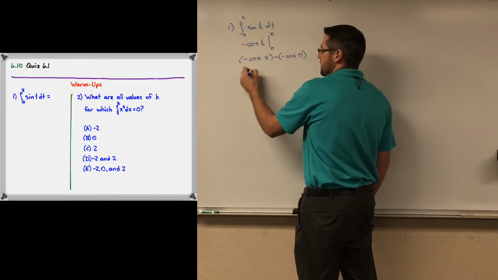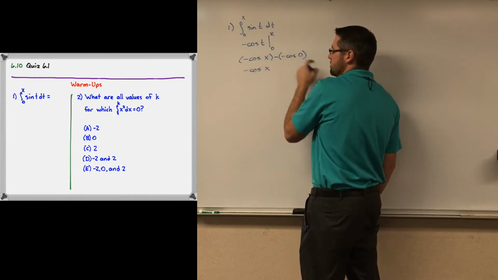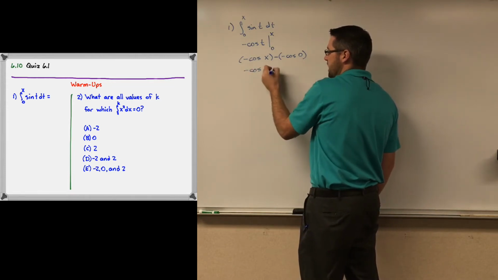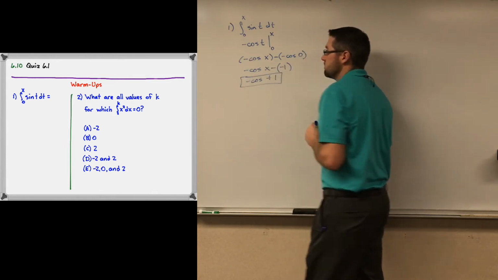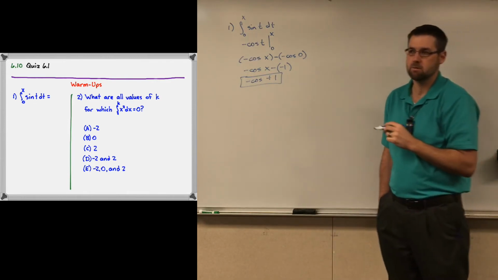Now I don't know negative cosine of x, so that's going to stay. What is the cosine of 0? 1, so negative 1. So negative cosine of x plus 1 is your answer. Are we good with that?